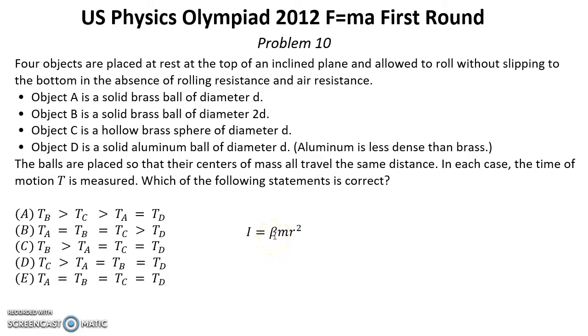If we have a greater beta, we have a greater time, because for more beta we have more energy going to rotational motion and less energy going to translational motion. It means that the linear acceleration for such objects will be less. It means that the result is the same for objects A, B and D, and for object C the time will be greater. So that's the answer.